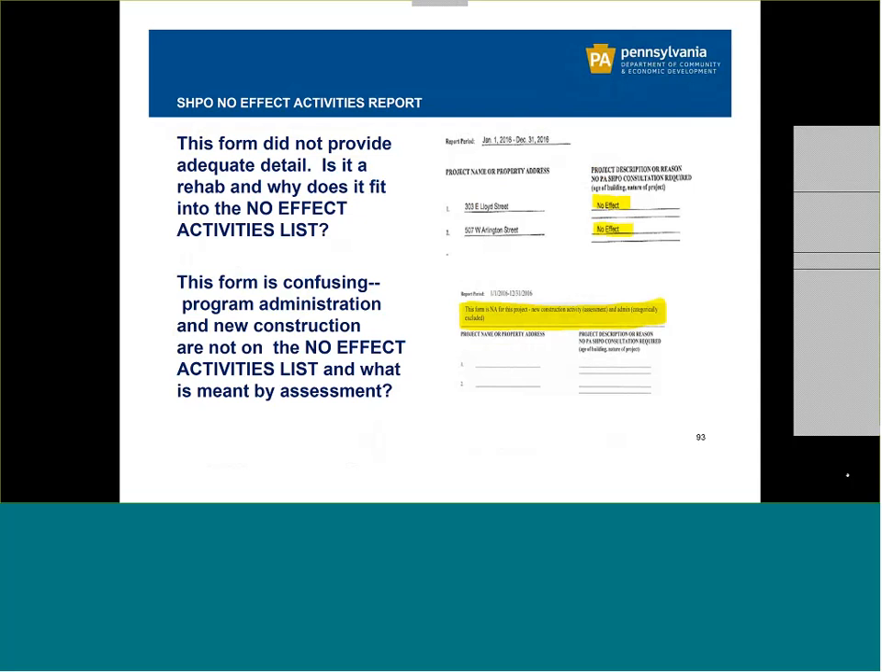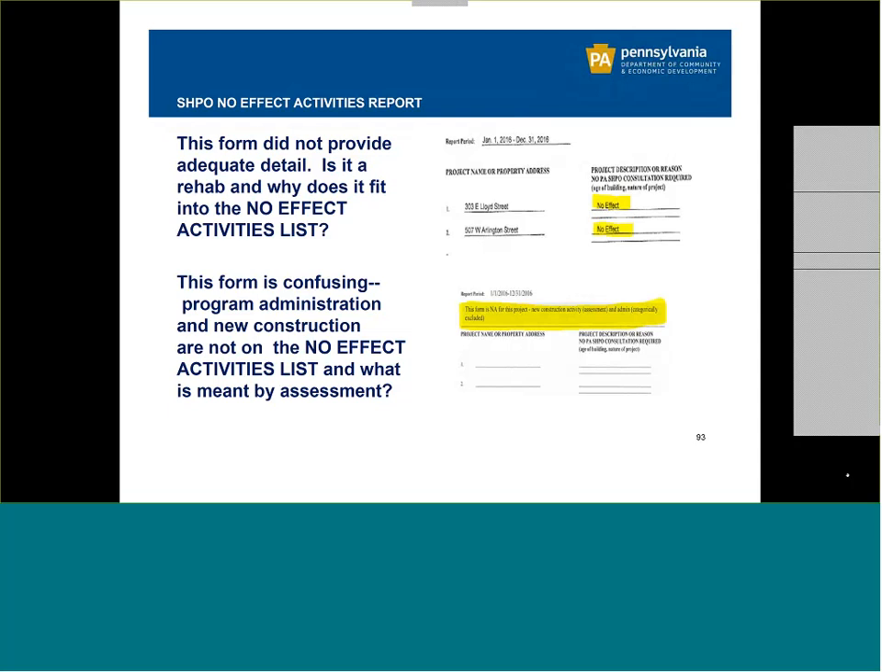activities. Truthfully, when you just give the address, my assumption is you did a rehab there, but it could have been a demo, it could have been all sorts of things. The idea that you throw in a few extra words to explain that you understand the purpose of the form would be very helpful. The snippet of the form on the bottom is just confusing.